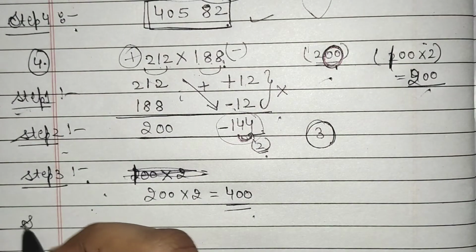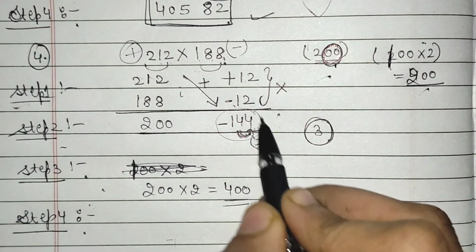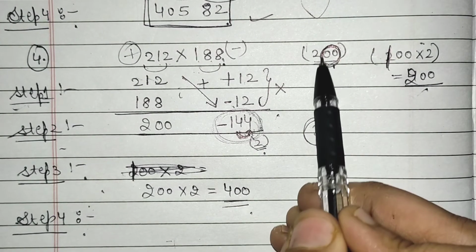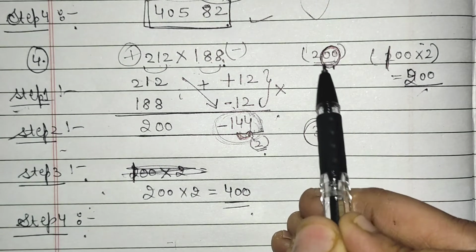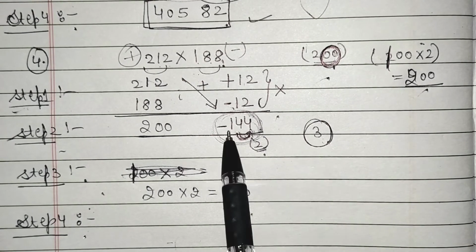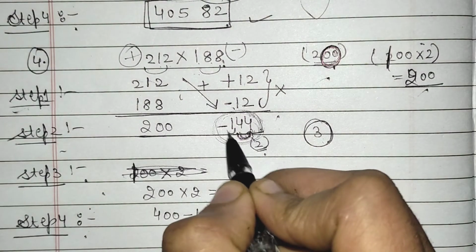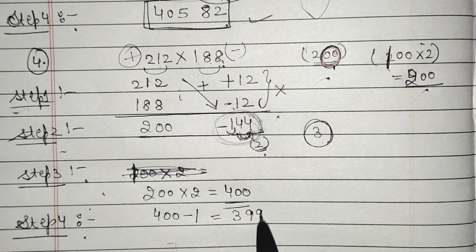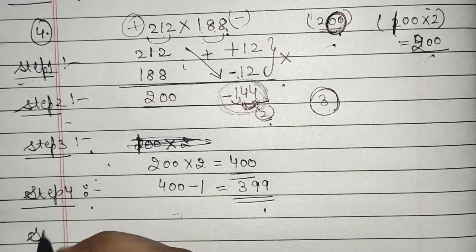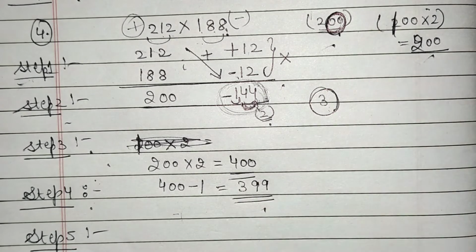Okay, this is done. Now moving to step number 4. Step number 4 says what? First check whether the number of digits allowed are there on the right hand side or not. There are 2 zeros, so only 2 digits are allowed, but how many digits do I have? 3 digits. So what I will do? I will subtract this extra digit from my value. What I will get? I will get 399. Now this was the step for checking the number of digits at the right hand side.